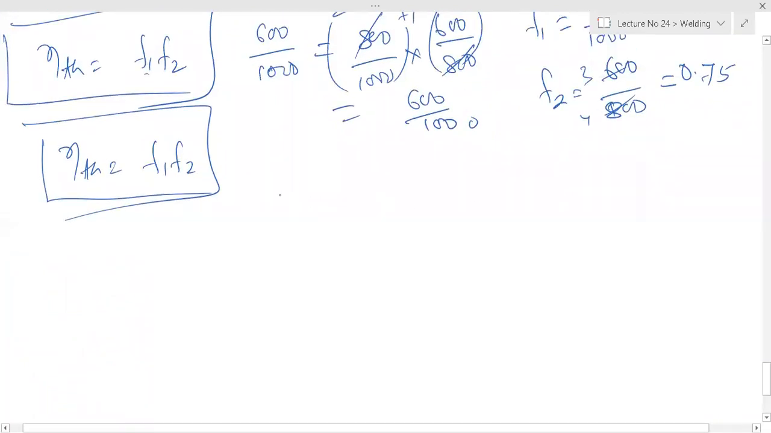And this is the reason that in fluid mechanics, whether it is volumetric efficiency or mechanical efficiency or hydraulic efficiency, all efficiencies are multiplied.